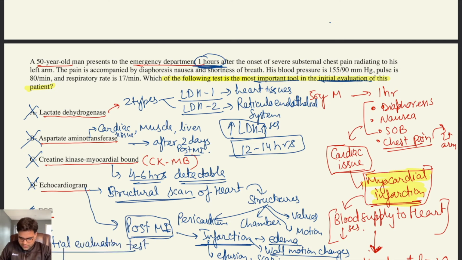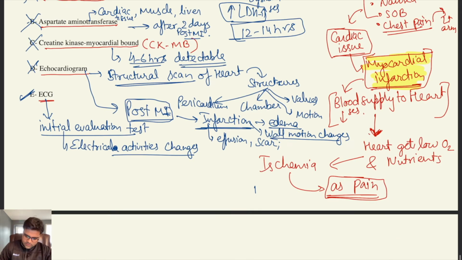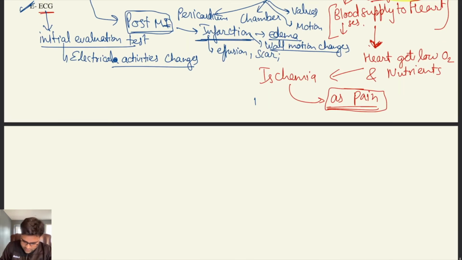Why? Because in the initial phase, the electrical activity changes. So let's see how electrical activity changes. Electrical activity means how the heart changes: initially we have this wave, P, Q, R, S, and then the isoelectric line, and then T. So this is P, Q, R, S, T.